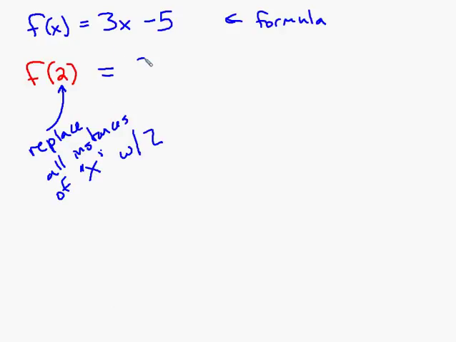Okay, I'm going to write my 3. I put parentheses, and I replace the x with 2, and I have minus 5. And then I follow the order of operations. So 3 times 2 is 6, and 6 minus 5 is 1. So the f of 2 is 1. Simple, you just replace that in.